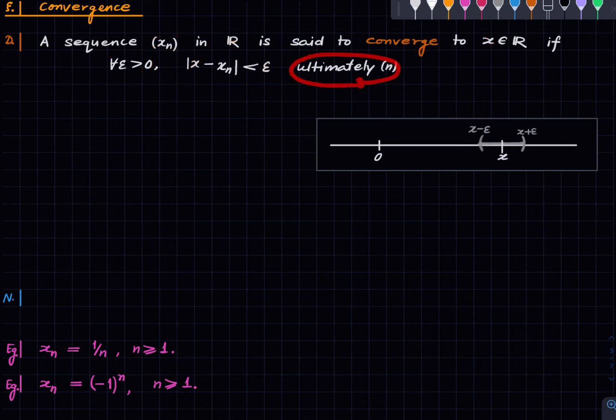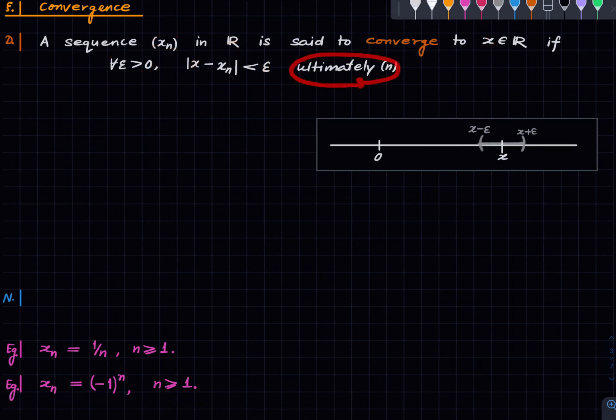But what is going on? These are two disjoint subsets, both in which xn lies ultimately over n. And now if you use the star marked problem, you will see that there is a contradiction. So thus we have a contradiction by the star marked problem. That's it. So this establishes the uniqueness of the limit of a convergent sequence.